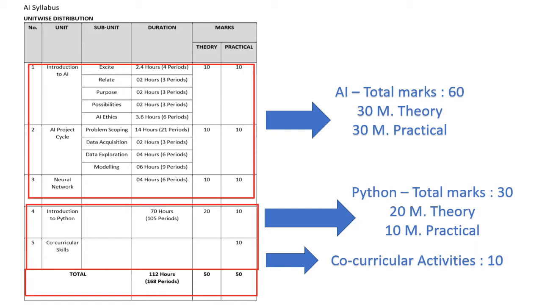So, this is your syllabus for the AI. In the AI portion, there are three units. First is Introduction to AI that we have almost completed. In this, we have just seen Introduction to AI applications, then the three important domains of AI.